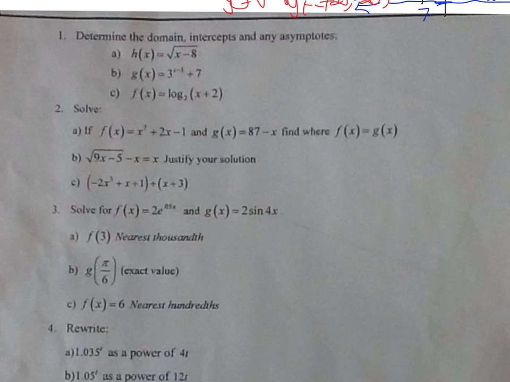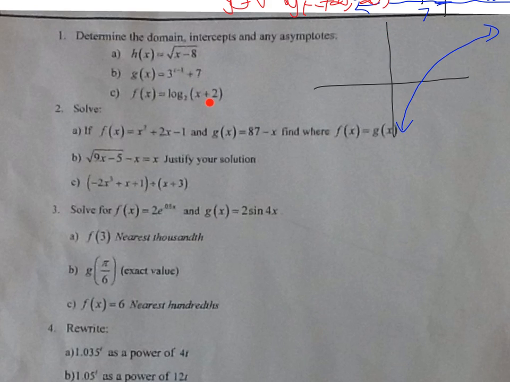Okay, so let's take a look at C, the f of x here. All right, so I have my log equation. So remember, a log equation looks like this. This is your parent function. All right, so there is an asymptote for my parent function. That would be x is equal to 0. That's the y-axis.